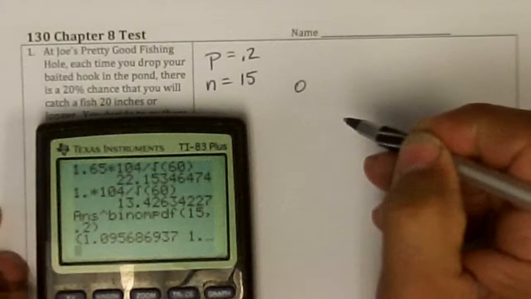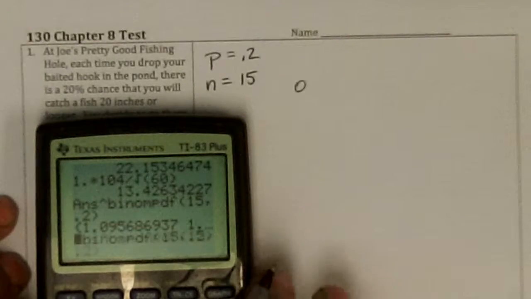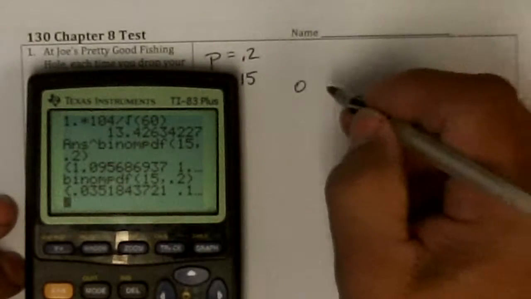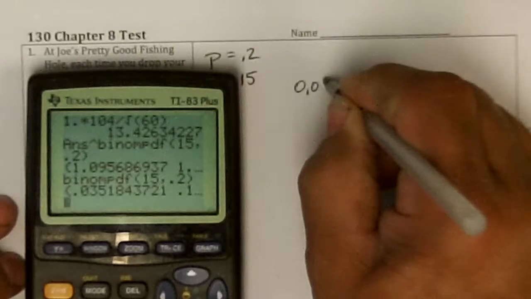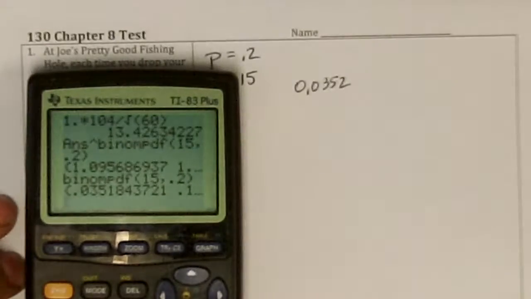Oh, I got something in here. Something was strange. Okay, so let's do this again. There we go. 0.0352 if I wanted to keep 4 decimal digits.